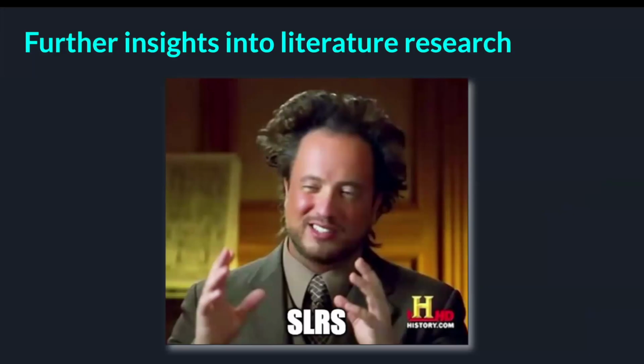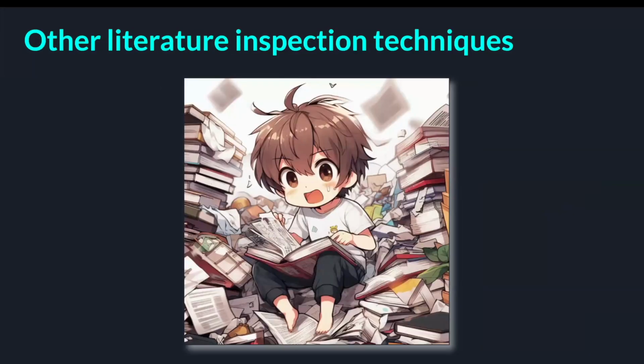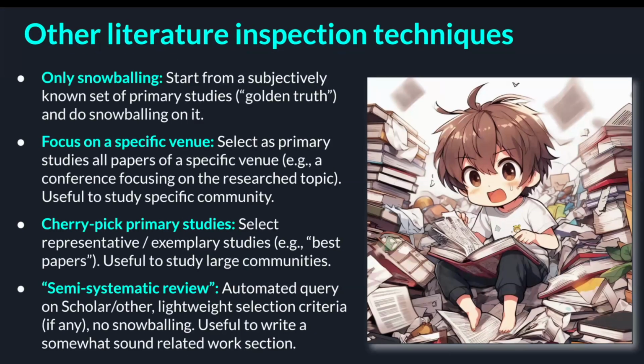Further insights into literature search, just a few words. The different methods. We saw a systematic literature review approach. Other ways are that you just do the snowballing. So your tutor gives you a set of papers and you do the backward-forward snowballing for them. Or you might focus on a specific venue. Let's look at what the International Conference on Software Engineering did on software testing in the last 10 years, maybe. Cherry-picking primary studies could be the case too, where your supervisor says, these are the papers you need to study.